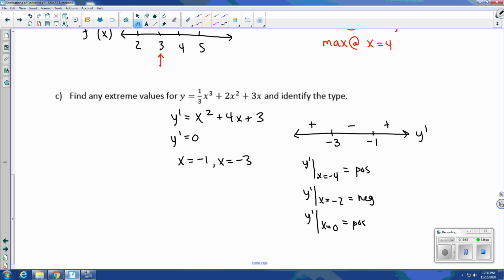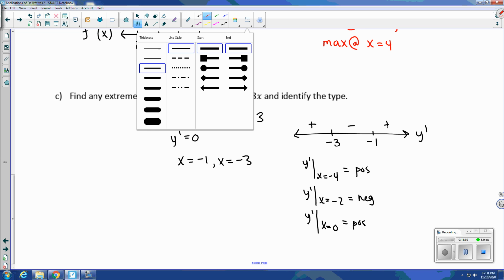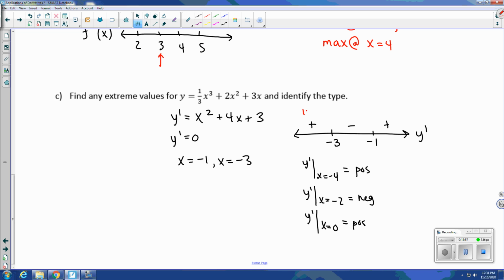What that means, again, is that we are increasing, decreasing, and increasing for y. And if it goes from increasing to decreasing, we have identified a max here. Decreasing to increasing, we have identified a min. So there are extreme values. We're going to say max at x equals -3 and a min at x equals -1.